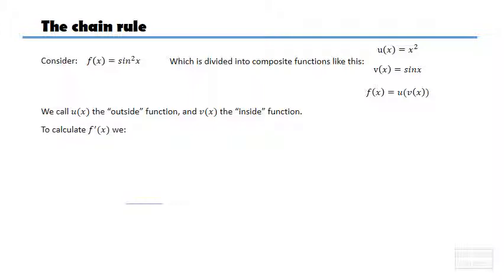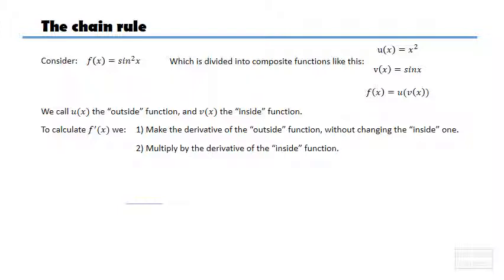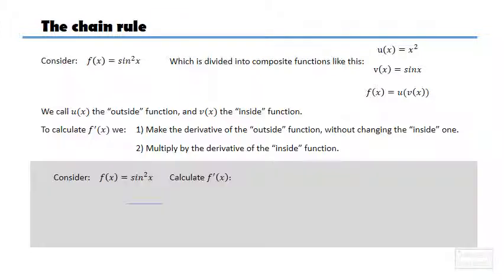So to calculate the derivative of sine squared of x, what we do is we make the derivative of the outside function without changing the inside one. So I'm just going to make the derivative as if this whole sine of x thing was just one big x. And then I'm going to multiply by the derivative of the inside function. Let's do it. So here I have sine squared of x. I'm going to calculate f prime of x.